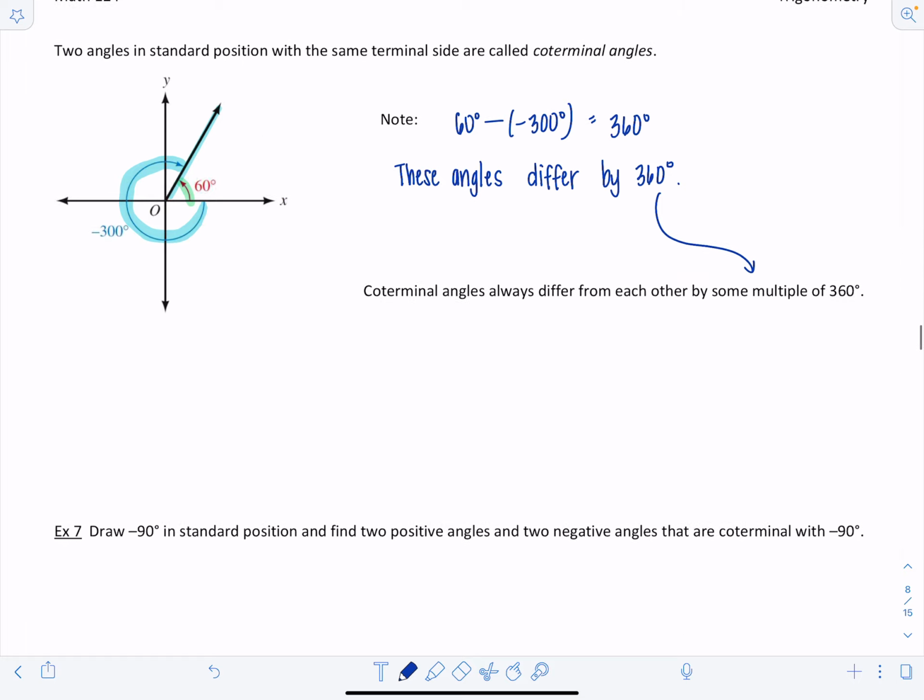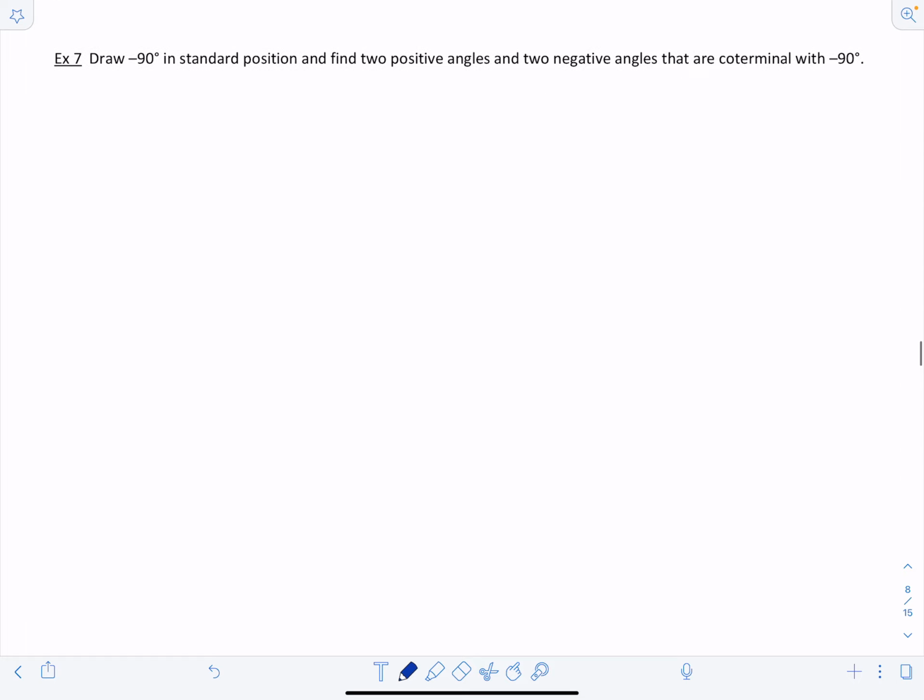Okay, so let's look at an example here. It says draw negative 90 degrees in standard position and then find two positive angles and two negative angles that are coterminal with it, with negative 90 degrees. So here we go. Here's the y-axis. Here's the x-axis. So first I'm going to draw negative 90 degrees in standard position. So I'm going to use the positive x-axis as my initial side, and negative 90 degrees would have its terminal side lying along the negative y-axis.